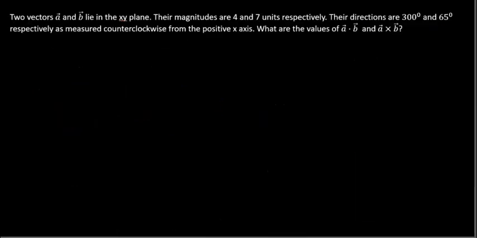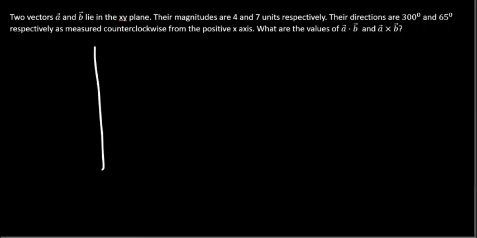Problem 3. Two vectors A and B lie in the xy plane. Their magnitudes are 4 and 7 respectively. The directions are 300 degrees and 65 degrees respectively, as measured counterclockwise from the positive x-axis. What are the values of A dot B and A cross B?